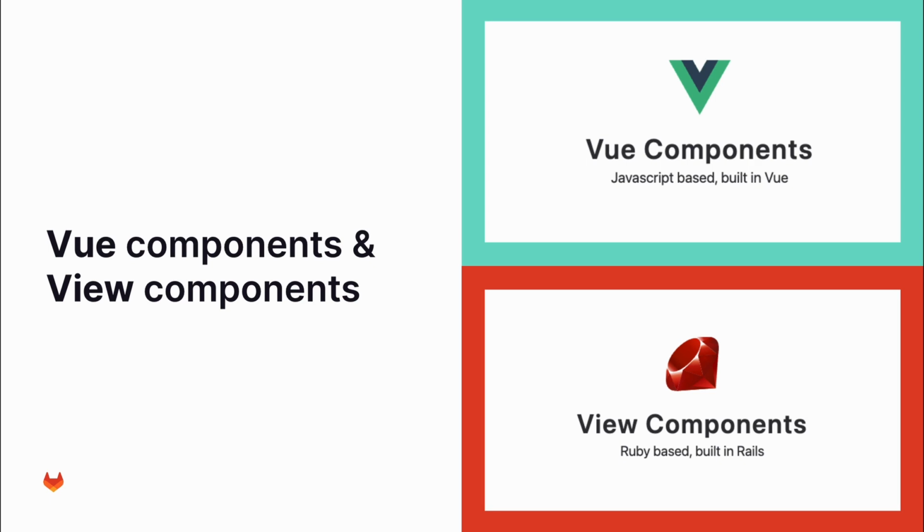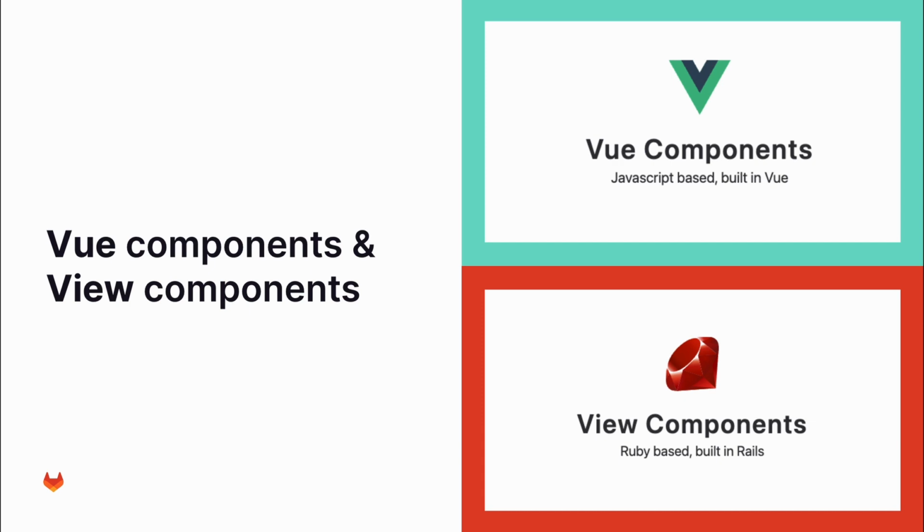Also, there are two types of Vue components that we have. There are Vue components and there are Vue components. And the naming on this is horrendous. So Vue, V-U-E, they're JavaScript based and they are built in Vue. This is what GitLab UI is. And Vue components, V-I-E-W, they're Ruby based and they're built in Rails. These aren't our names. These are just what they're called. And unfortunately, they're very, very similarly named. But basically, always reach for the Vue components unless it doesn't make sense to convert an entire page into JavaScript.